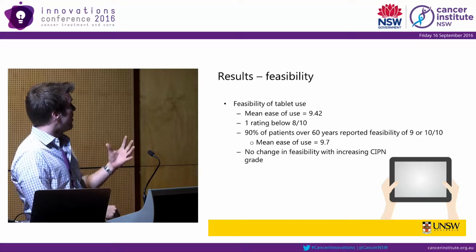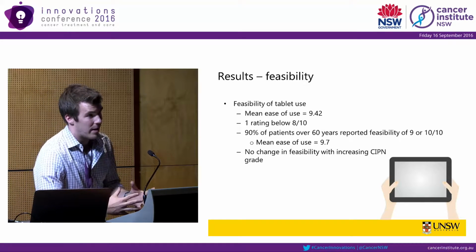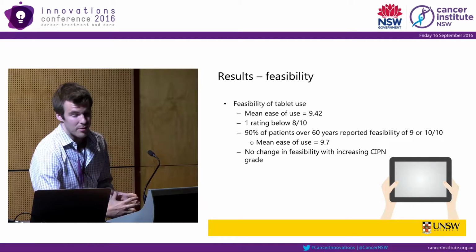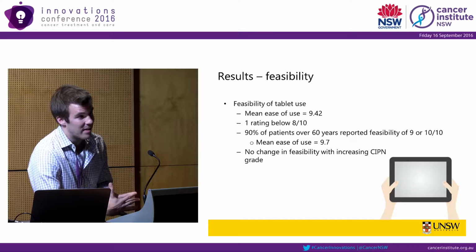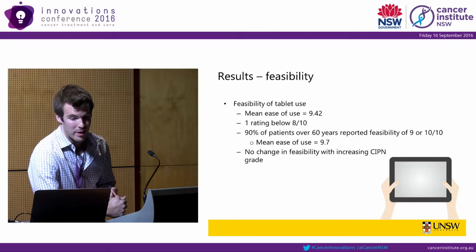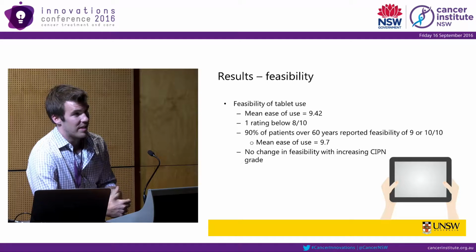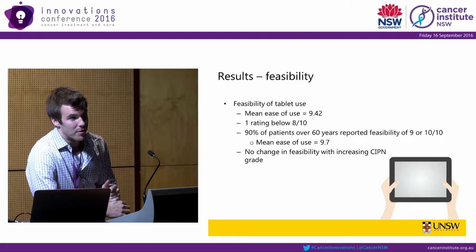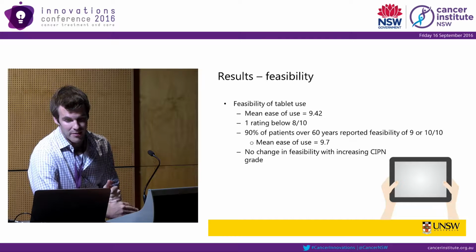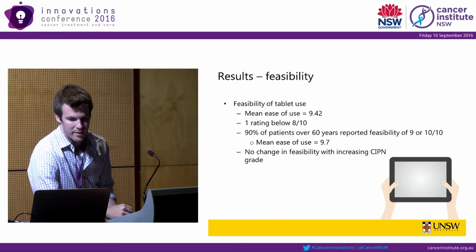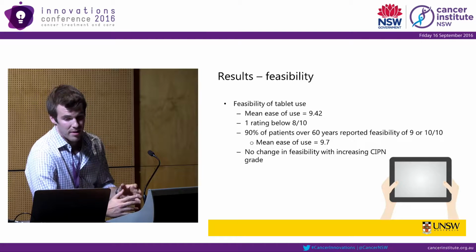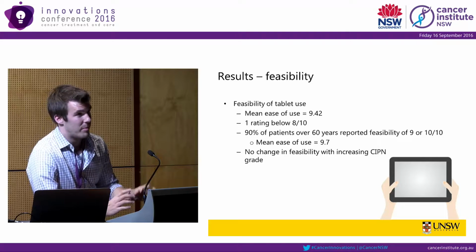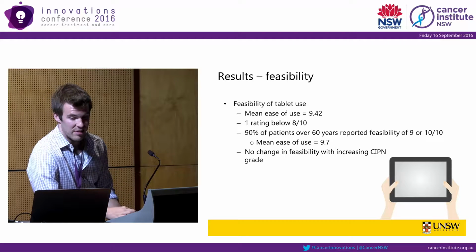So the results, feasibility of the tablet was quite high in our cohort with a mean ease of use of 9.42 out of 10 and only 1 rating below 8 out of 10. And additionally, 90% of patients over 60 years reported a feasibility of 9 or 10 out of 10 with a mean ease of use in this cohort of 9.7. So it appears to be feasible across ages.